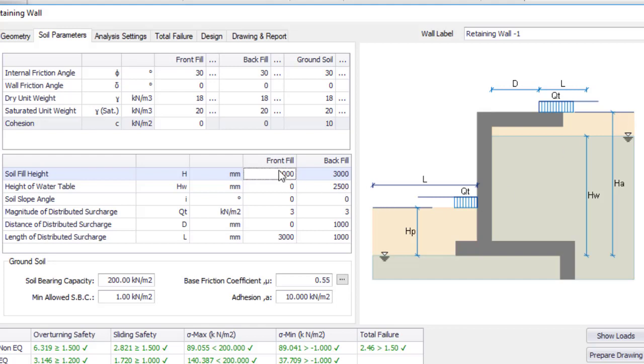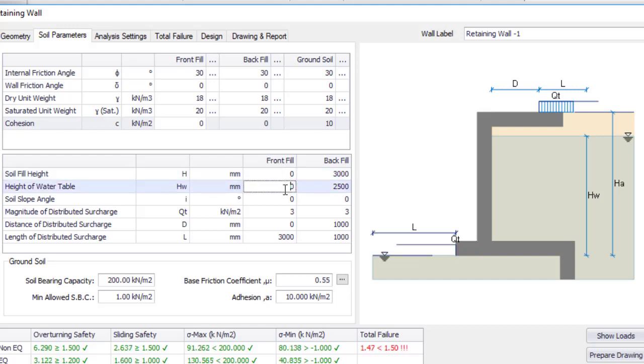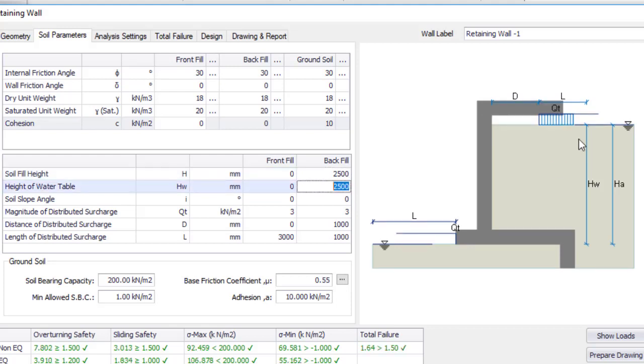So I will just say I didn't fill it at all at the front, so I'll put this to be 0. There's no fill at all at the front, so 0. You see this has gotten eliminated. There's no more soil at the front, you only have soil at the back. This one is being filled to the brim, but let me say it is filled up to 2.5 meter. Then you see this is reduced. Okay, so that is good enough.